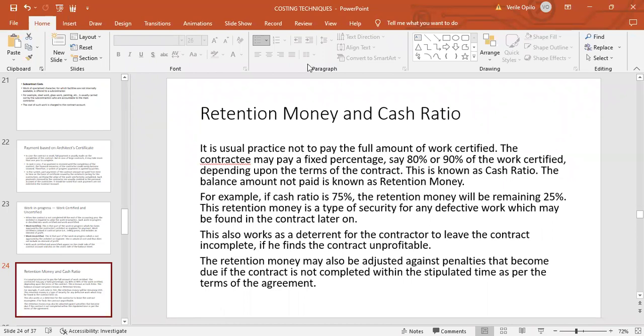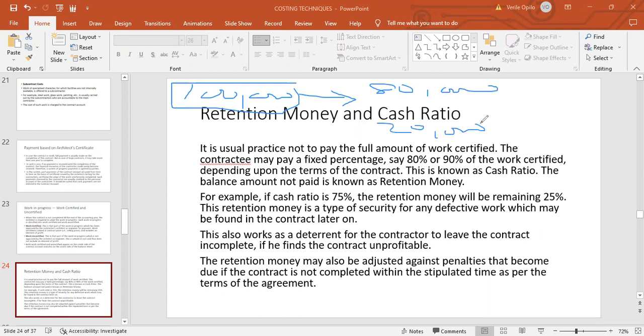So let's say the work has been done and the architect has certified work worth 100,000 Kenya shillings. This one is certified, so it would mean that the client will be expected to pay the 100,000. But you'll find that there are some cases whereby the client might not pay the entire 100,000. Maybe they pay you 80,000 and they remain with a balance of 20,000.